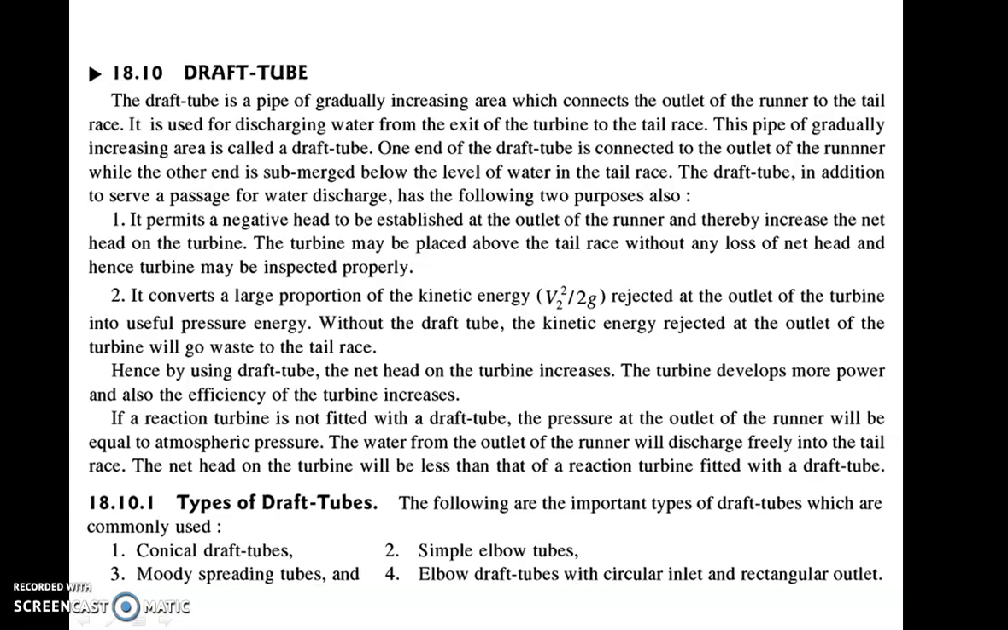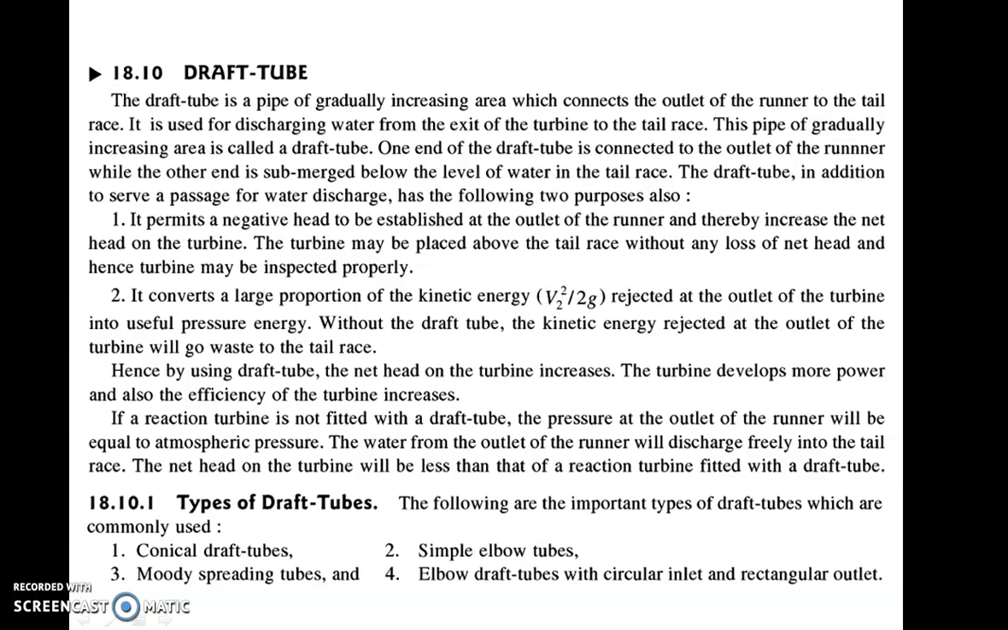So 51 meter. Initially when it was plus 1, you were getting the pressure head as 49 meter. Now when it becomes negative 1, you are getting 50 plus 1, that is 51 meter. So 2 meter of head you are getting extra for producing power. So net head is increased because of this negative head. That is the use of negative head establishment because of the draft tube.